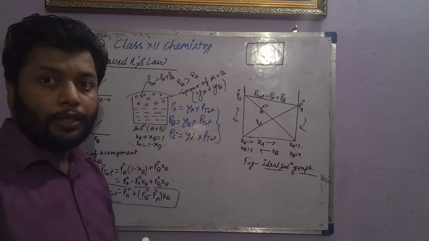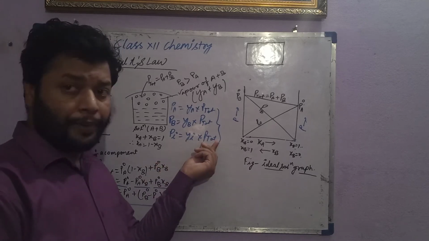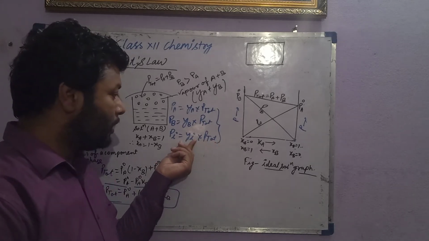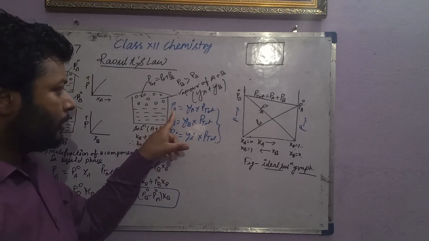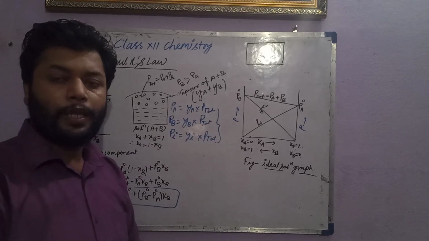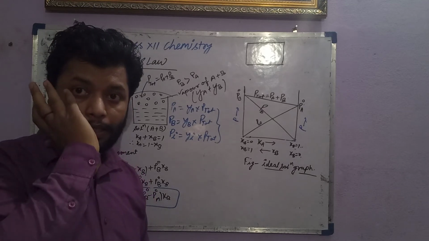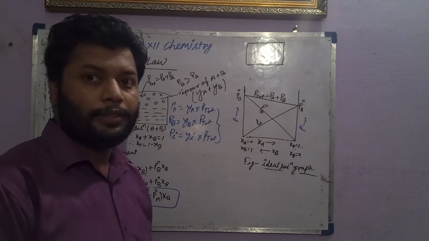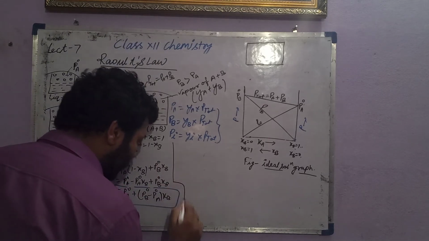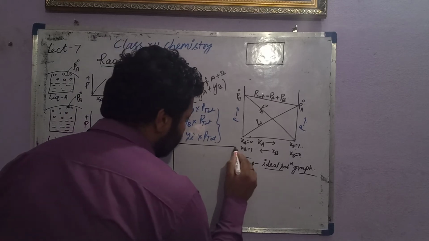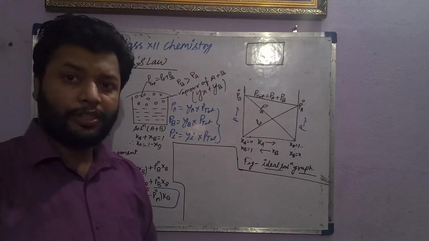According to Dalton's law, the partial pressure of any component is the product of the total pressure of the solution and the mole fraction of the same component in the vapor phase, as PA equals YA into P total. And this is based on Dalton's law. I want to show you what Dalton's law actually is. Just try to learn it.